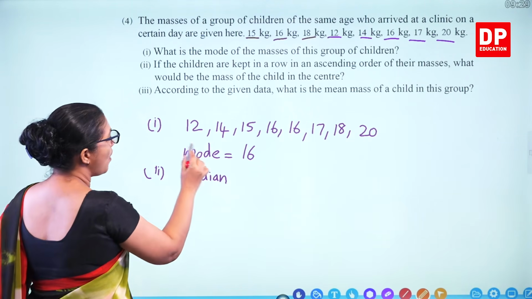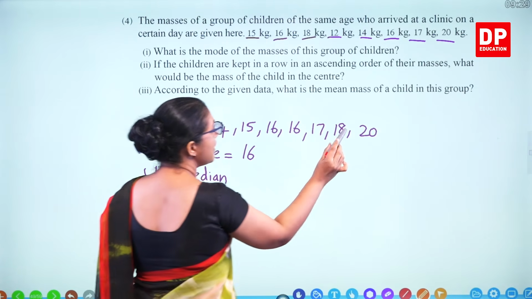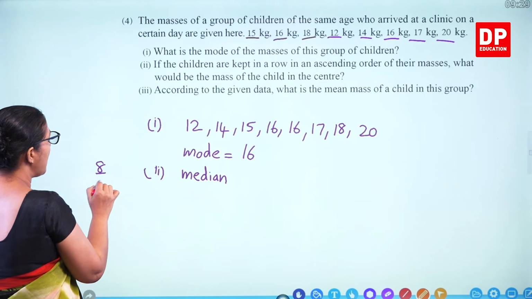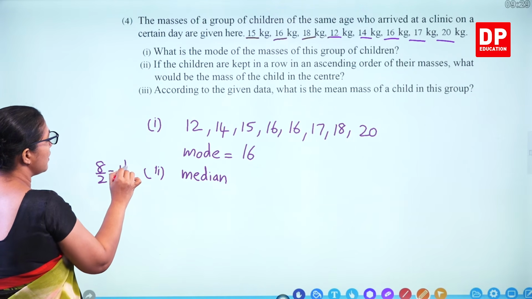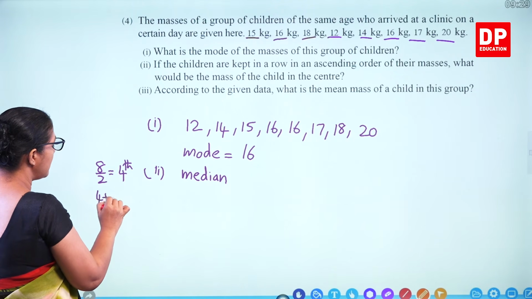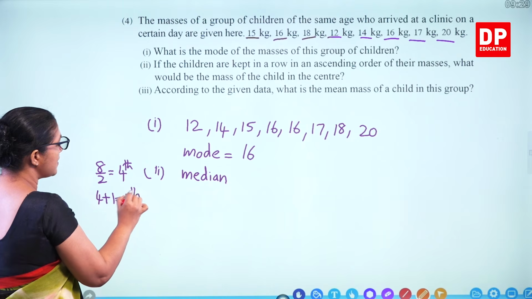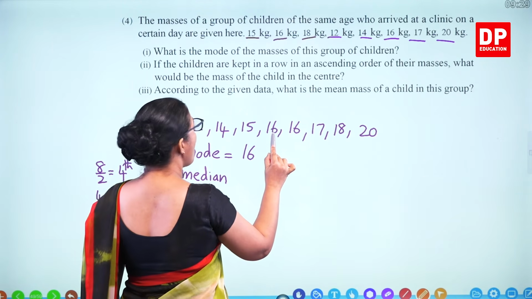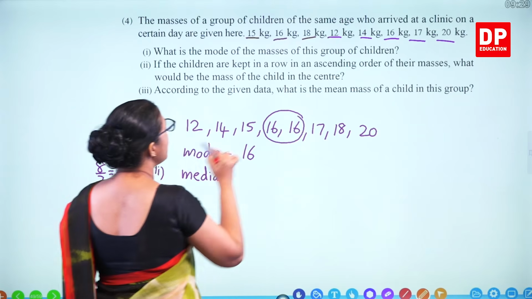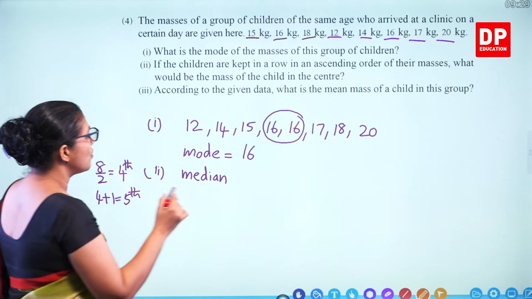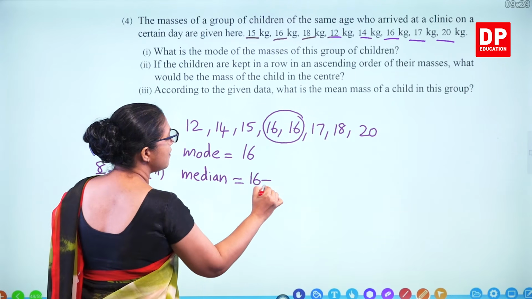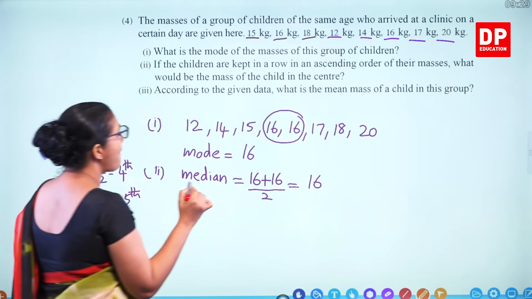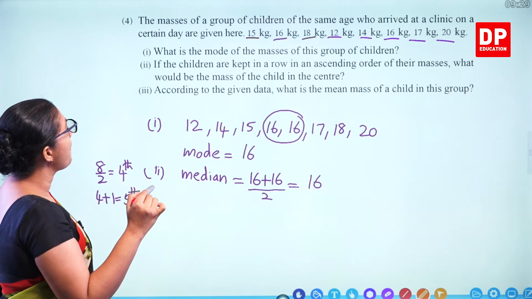So altogether 1, 2, 3, 4, 5, 6, 7, 8. Even number means 2 middle numbers. 8 divided by 2 is the first one, fourth one. 4 plus 1, that's the fifth one, is the next number. 1, 2, 3, 4, 5. So 2 middle numbers are these. So add and divide by 2. So you get 16 as the median number.